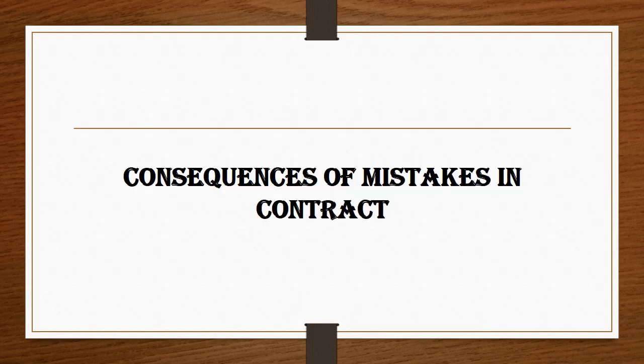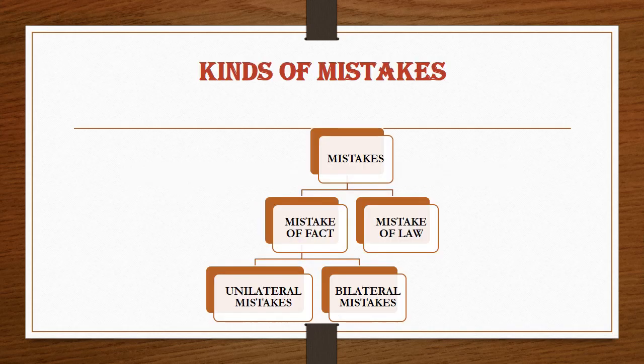Our topic of discussion is mistakes in contract and law of contract. First of all, we have to study consequences of mistakes in contract. What is a mistake? Mistake means errors. It can be argued as a defense. Kinds of mistakes. There are two kinds of mistakes that may arise in a construction contract. They are mistake of fact and mistake of law. The mistake of fact can be again classified as unilateral mistakes and bilateral mistakes.